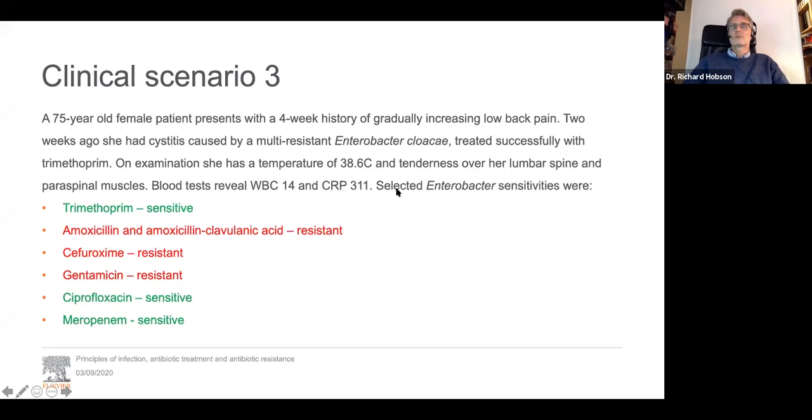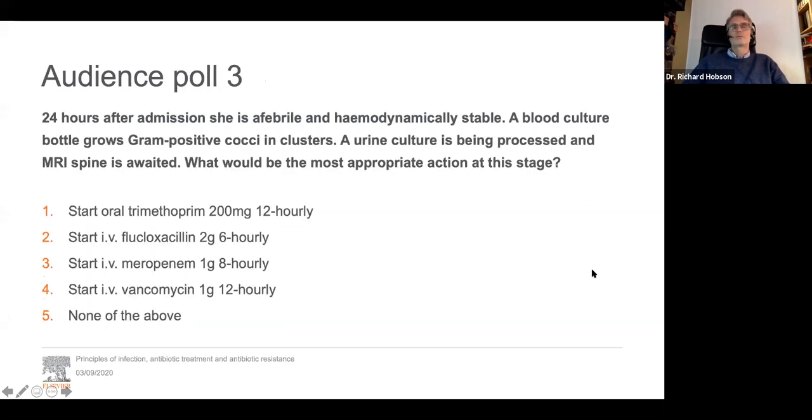Now, the sensitivities from her urine isolate, which preceded all of this, were that it was sensitive to trimethoprim, ciprofloxacin, meropenem, resistant to amoxicillin, clavulanic acid, cefuroxime, and gentamicin. So the question I have for you in this patient who, let's face it, has probably got spinal epidural abscess or discitis or something, is what do we do at this stage? And here are some options.